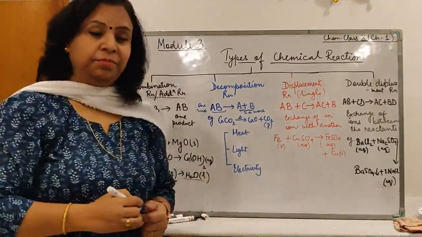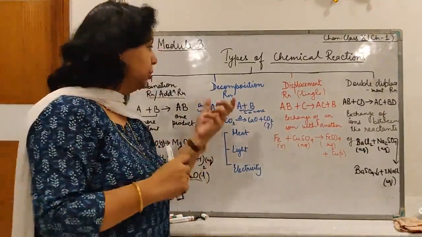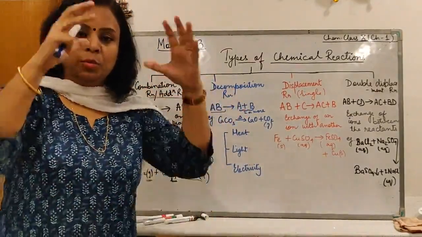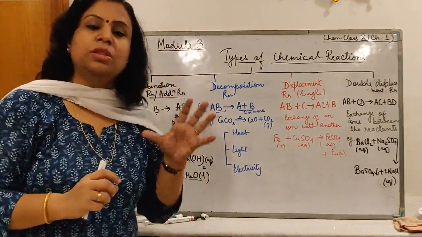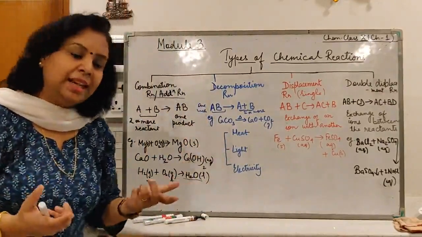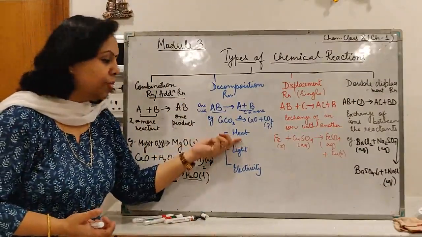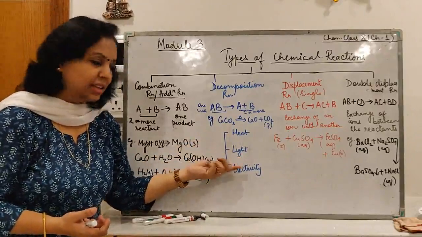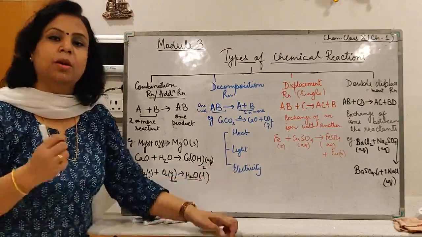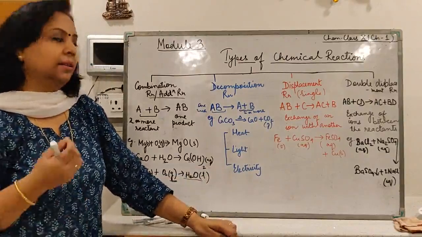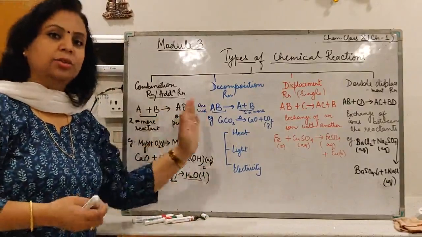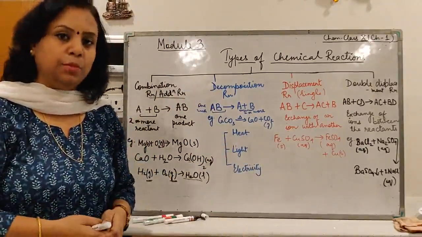Now see children, whenever we have to decompose something, we need to break a bigger molecule into 2 or more smaller molecules. What do we need? We need energy. Now this energy can be given in the form of heat, light and electricity. By providing any of these forms of energies, we can have decomposition reaction. Details of these reactions also we are going to cover in the coming modules.